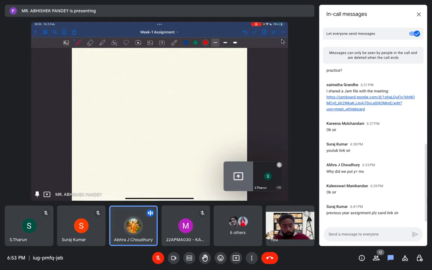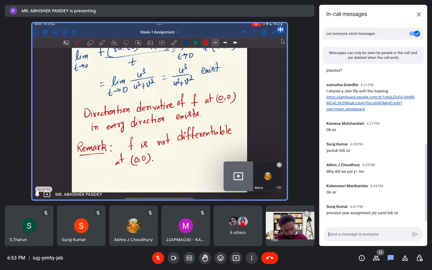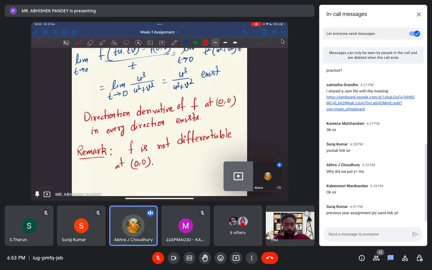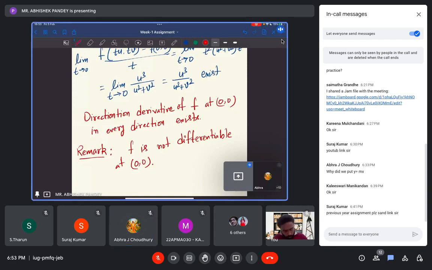Can you please pull up a little bit of the last slide? This is clear? Sir, can you please explain it once again? So this last line says that this function gives you an example of a function whose directional derivative at 0 comma 0 in every direction exists, meaning partial derivatives also exist, but f is not differentiable at 0 comma 0.